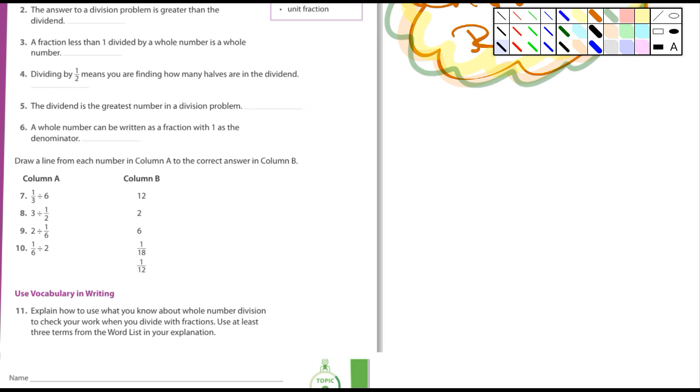Number 11, explain how to use what you know about whole number division to check your work when you divide with fractions. Use at least 3 terms from the word list, okay, that would be the word list, in your explanation. And just so you know, I'd be fine if you gave me some examples of whole number division when you divide with fractions. And then if you could write something also, again, out of that word bank, that would be great too.